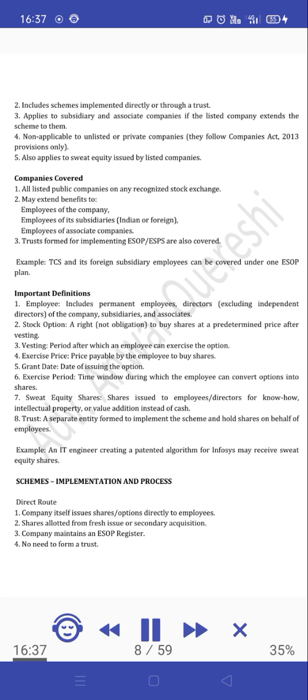7. Sweat equity shares. Shares issued to employees or directors for know-how, intellectual property, or value addition instead of cash. 8. Trust. A separate entity formed to implement the scheme and hold shares on behalf of employees. Example: An IT engineer creating a patented algorithm for Infosys may receive sweat equity shares.